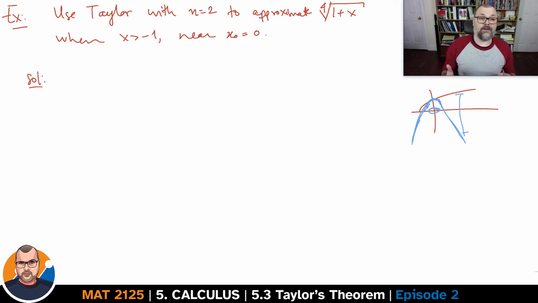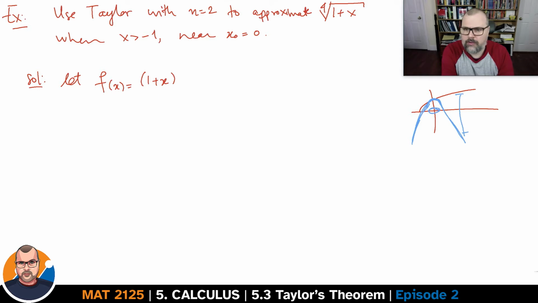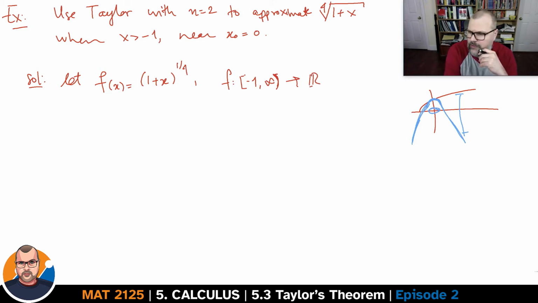You could think of the Taylor polynomials as a generalization of the line of tangency. You're finding the polynomial of tangency at this point, in a sense. So we'll let the function be defined by the following rule: f of x equals 1 plus x to the 1 over 4. F is defined from minus 1 to infinity into the set of real numbers.